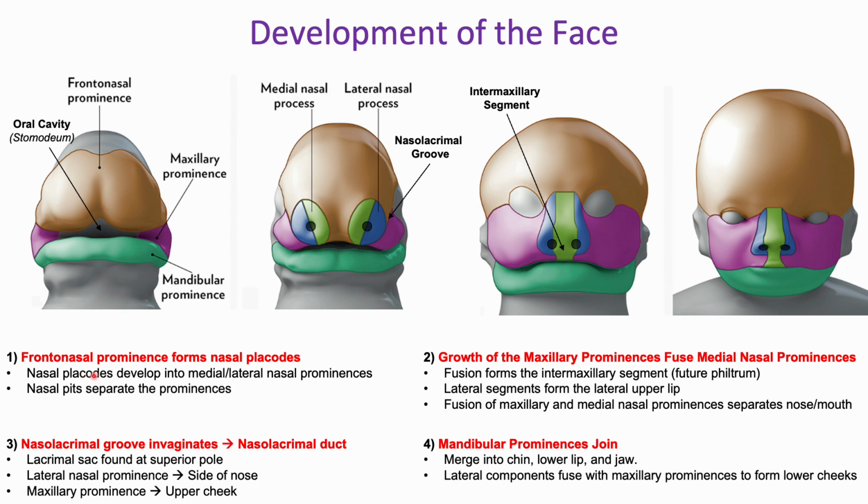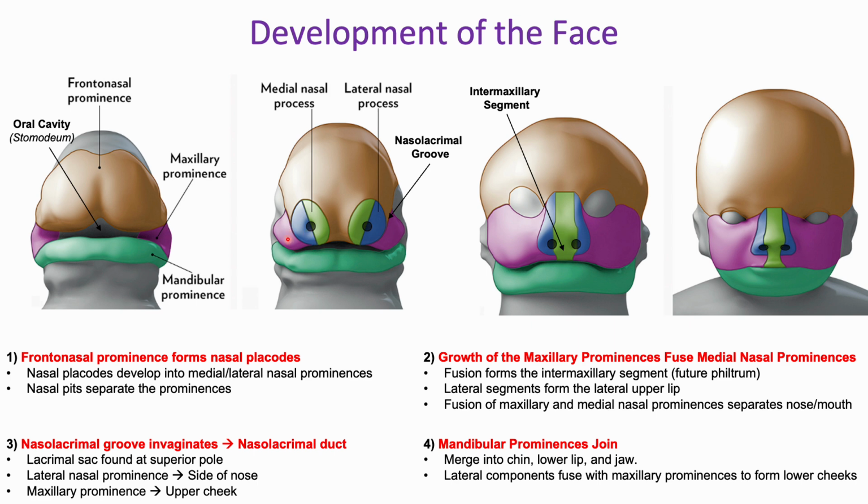First thing that happens is the frontonasal prominence is going to form nasal placodes. And you can see those in the second image. There are going to be 2 components of the nasal placodes. You're going to have a medial nasal process and a lateral nasal process. In between these, you're going to have what are called the nasal pits. And this is going to be the future site of nose development.